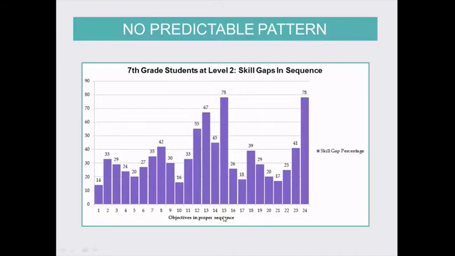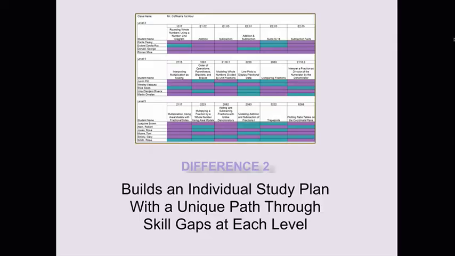How do you teach this? Where do you even begin? The 18,000 in this study began with Ascend Math. That gets us to the second important difference. Ascend Math builds a truly individual study plan for each student, for each grade level, at which that student has skill gaps. Here's how it works.